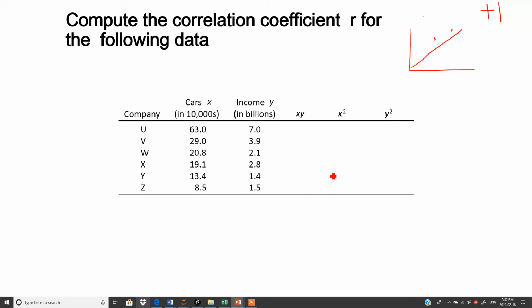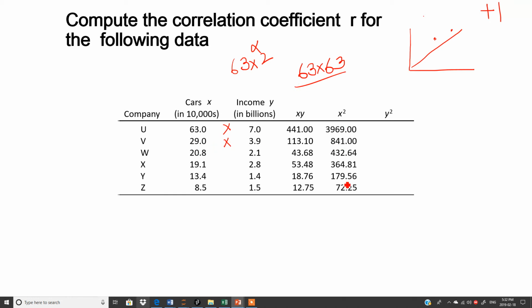With the help of this table, we will find out. This is our x-axis, this is our y, right? Then we multiply this by this, you will get this. Now square it, 63. It does not mean that you write 63 multiplied by 2. No, this is wrong. Square means you write 63 times 63. 29 multiplied by 29, in this way. Same thing for y square. Make the square of 7, which is 49, and so on for the rest. Then we will sum all these columns.